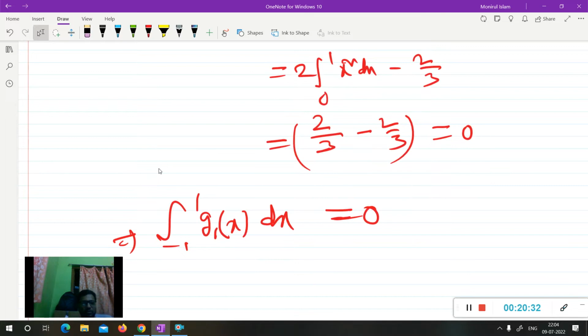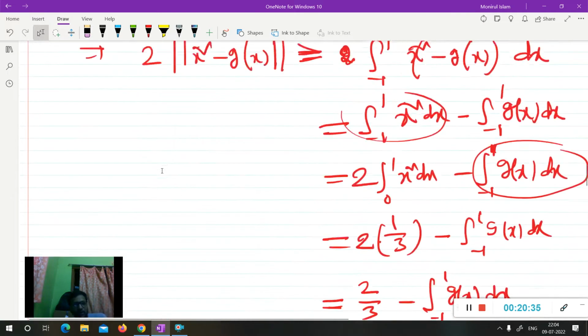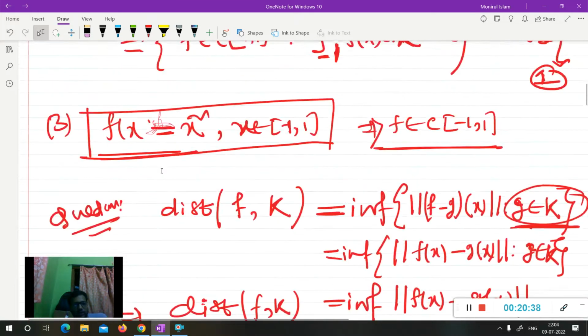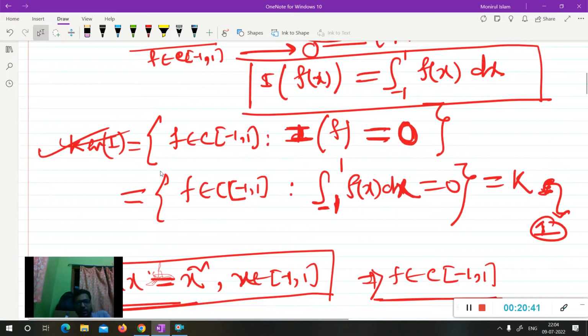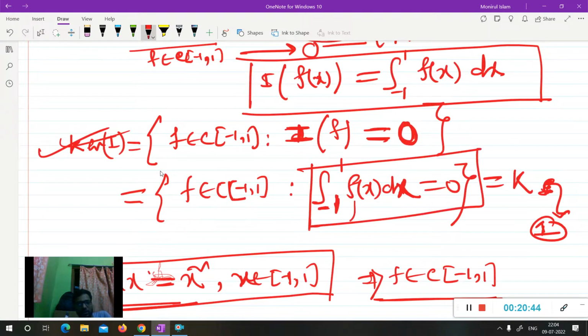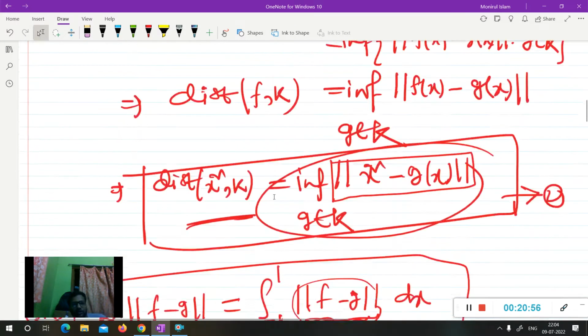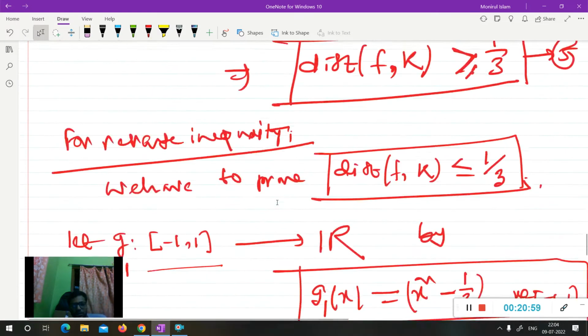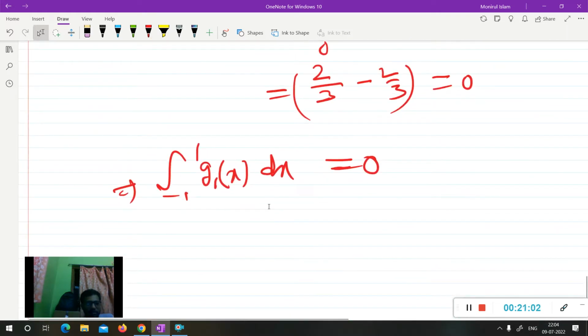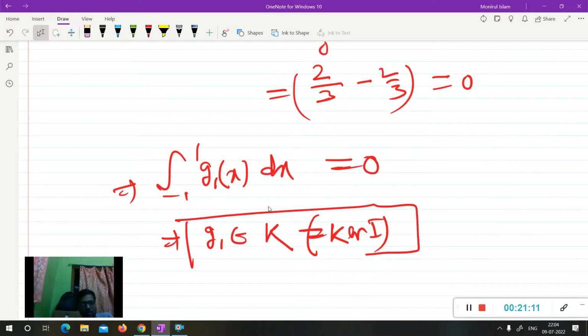And this is nothing but the definition of kernel. If the integral from minus 1 to 1 of f(x) dx is 0, then that member belongs to the kernel. Since the integral of g1(x) dx is 0, you can say g1 belongs to the kernel of I, or kernel of H_k, so g1 belongs to K.